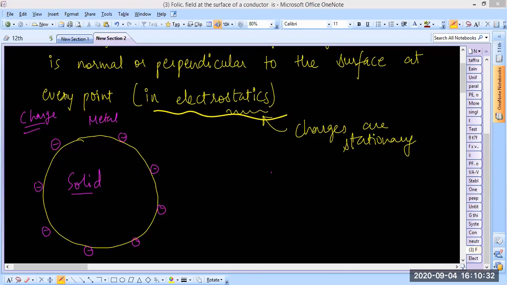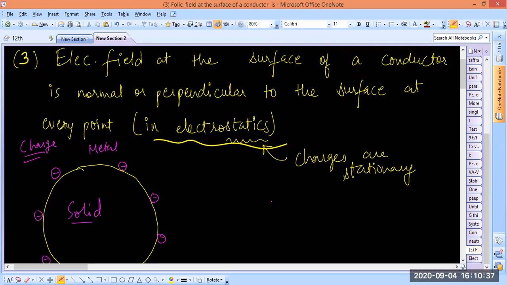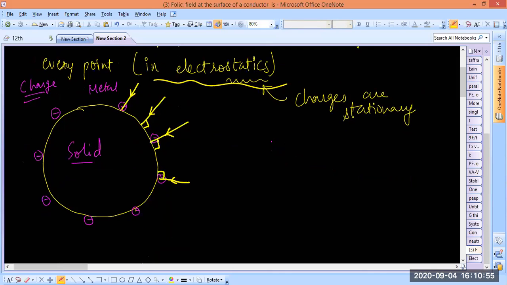that the electric field at the surface is normal to the conductor. Normal means perpendicular. So we are going to prove that it should be like this, perpendicular to the surface. That's what this property is about. I'm assuming charge is everywhere. So how do we prove it, or how do we understand it? Well, listen to this carefully.